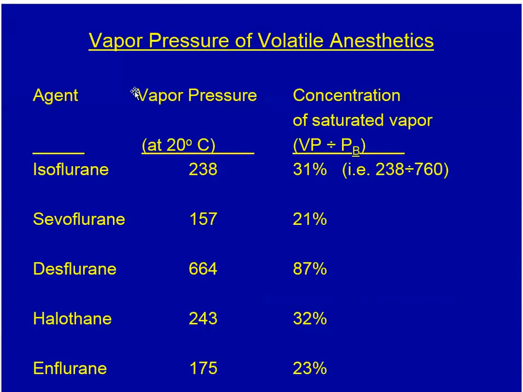This shows the vapor pressure for the commonly referenced anesthetic agents at 20 degrees centigrade. For isoflurane, the vapor pressure is 238, for sevoflurane 157, and for desflurane 664. Assuming a barometric pressure of 760, this shows that the concentration of vapor above isoflurane is 31%, above sevoflurane is 21%, and above desflurane is 87%.